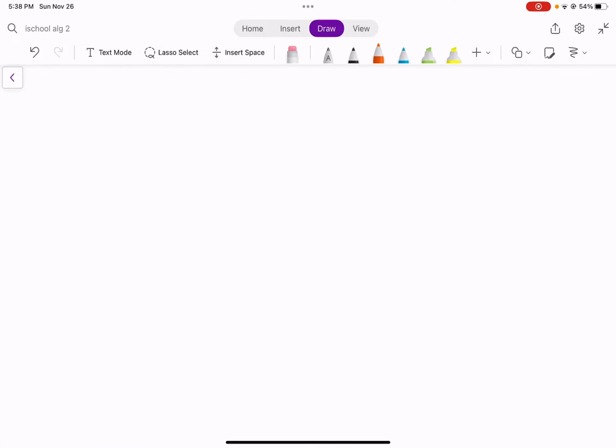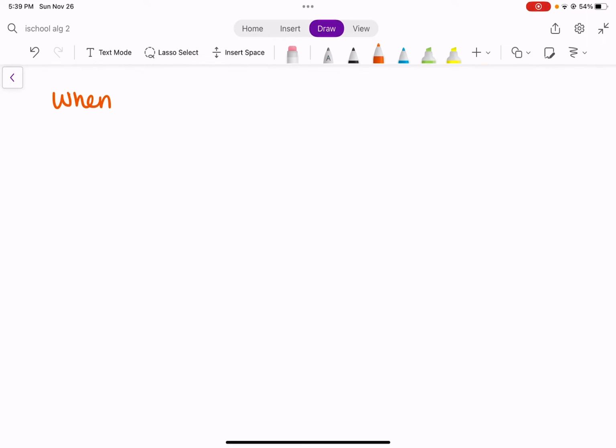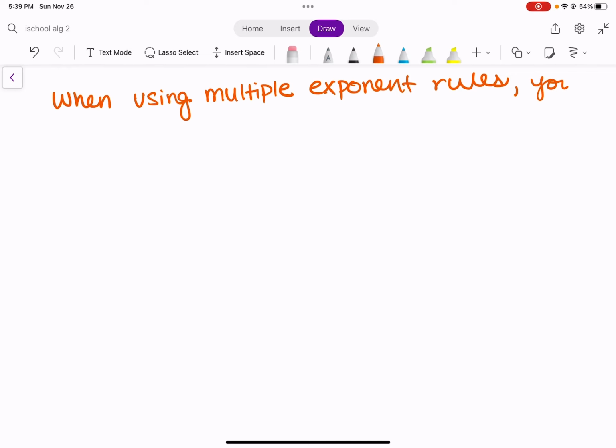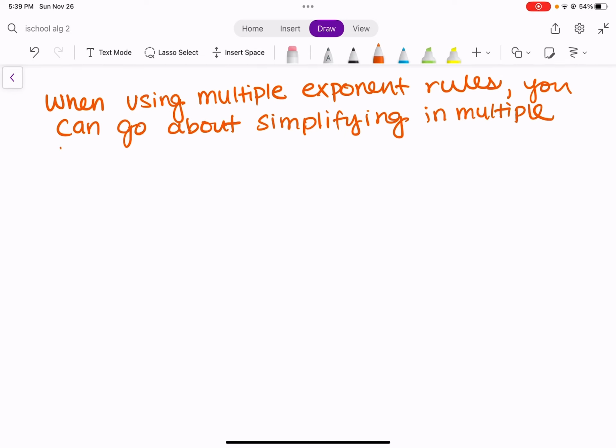Okay, so now we're going to talk about using multiple rules. So when using multiple exponent rules, you can go about simplifying in multiple ways. I'm going to personally show you one way.